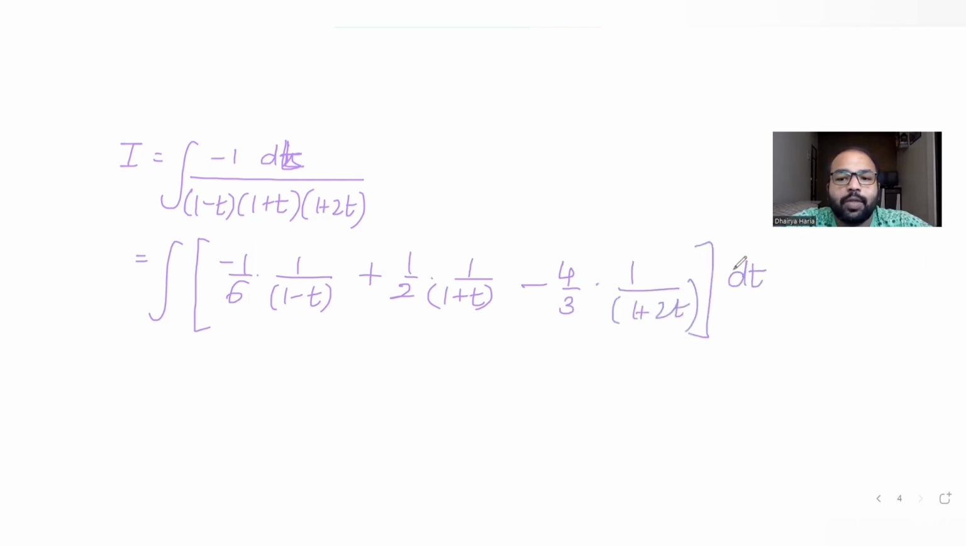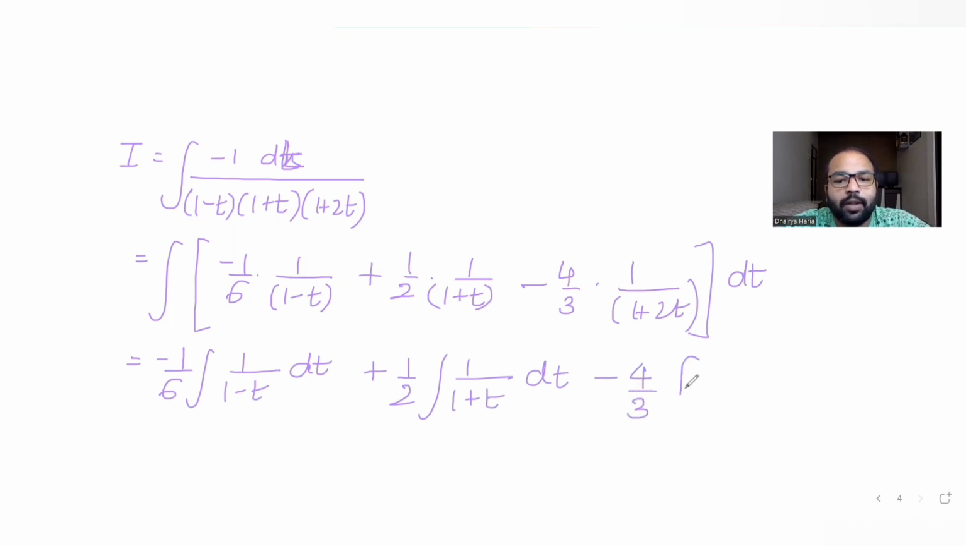So the entire thing is with dt's. I can apply separate integrations now. So if I apply separate integrations: minus 1 by 6 integral of 1 upon 1 minus t dt, plus half integral 1 upon 1 plus t dt, and minus 4 by 3 integral of 1 upon 1 plus 2t dt. Right? Further, I can solve this entire expression.